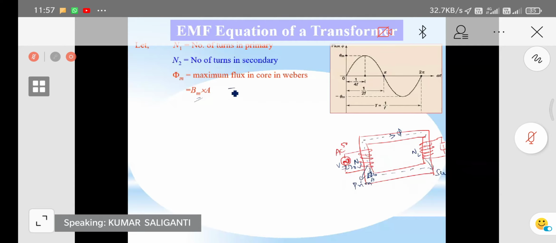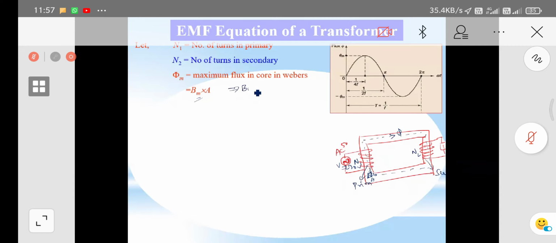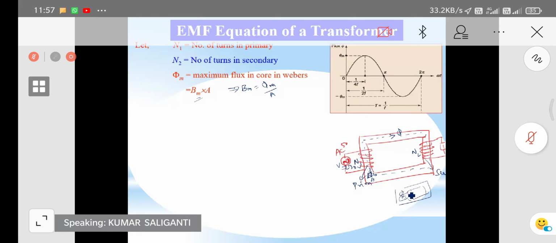Generally the maximum flux density is equal to the maximum flux divided by the cross-sectional area. So this is the maximum flux density, this is the cross-sectional area, and this is the maximum flux. The flux divided by the area gives the total flux density.